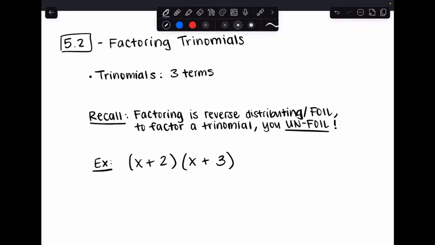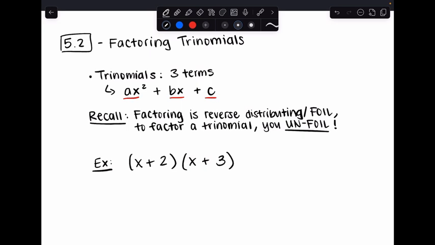All right, so for 5.2, we're going to go ahead and cover factoring trinomials. I gave you a very, very simple definition of what a trinomial is, and that is typically where your polynomial or your expression has three terms in it. It would be in the form of ax squared plus bx plus c. This is just to show you that we have 1, 2, and 3 terms in a trinomial.